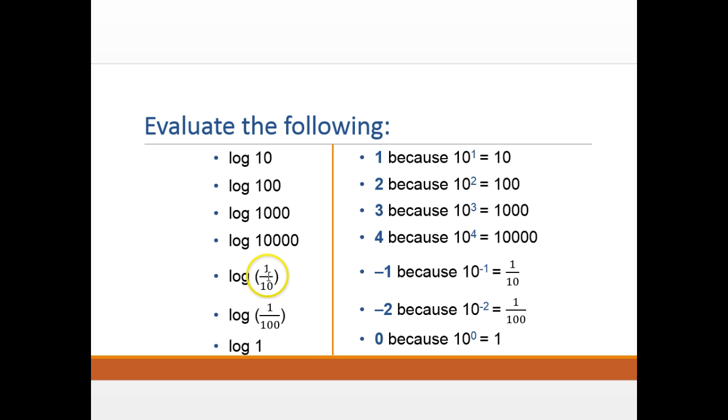We get into some interesting ones. Log of 1/10. This is actually negative 1 because 1/10 is 10 to the negative 1. Log of 1/100 is negative 2. And log of 1 is simply 0 because 10 to the 0 is 1.